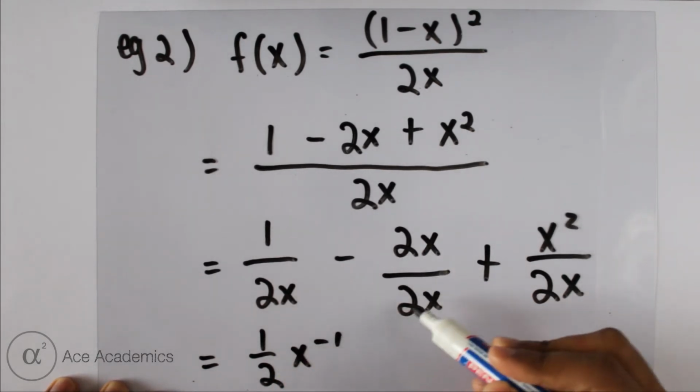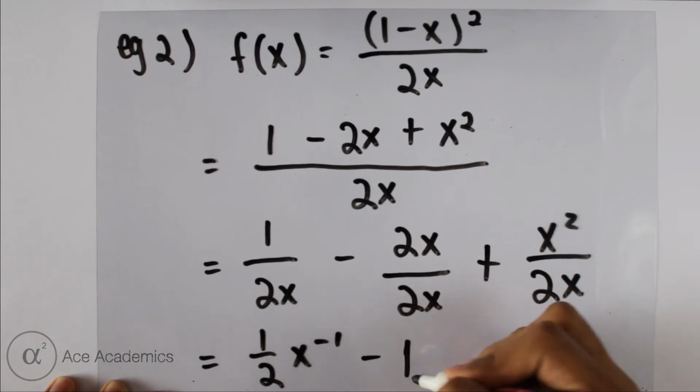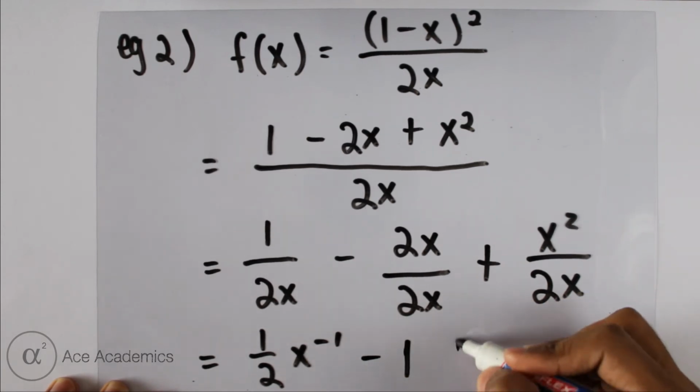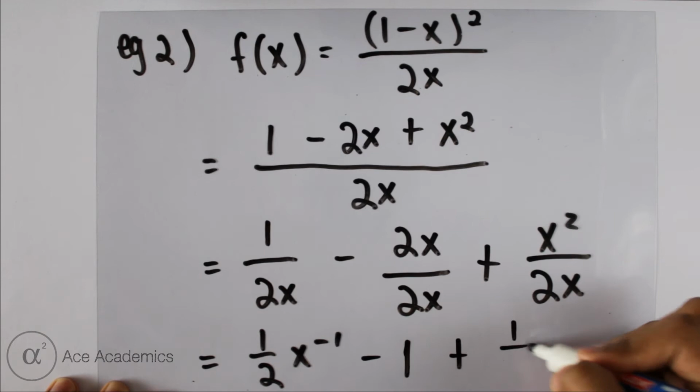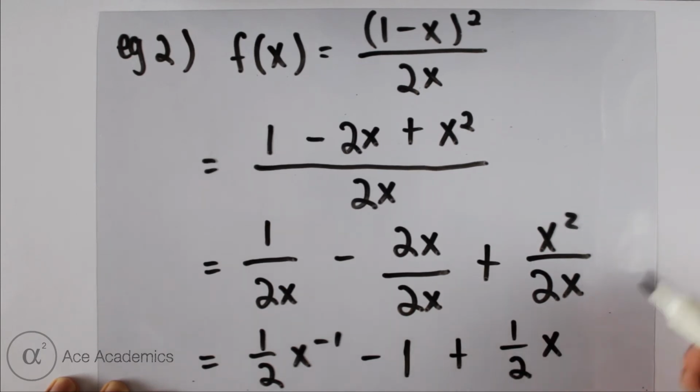The 2x and the 2x cancel out, and we're simply left with minus 1. And in the last term, we're simply left with a half x, as one of the x's cancel out on the numerator, and it cancels out with the x in the denominator. Now we're ready to do our actual differentiation.